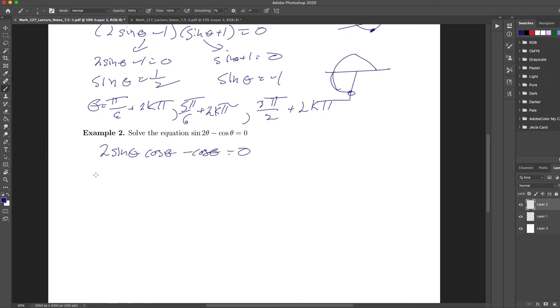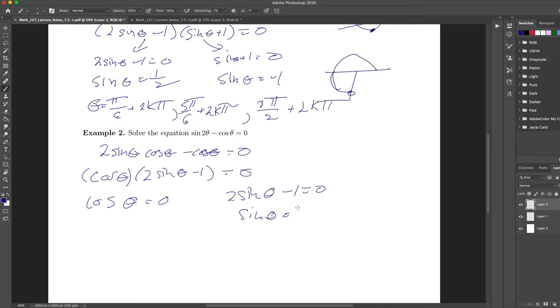Here we can factor out a cosine theta, so I have cosine theta times 2 sine theta minus 1 equal to 0. Let me factor and not skip a step. So cosine theta times 2 sine of theta minus 1. That means either cosine theta equals 0, or 2 sine theta minus 1 is equal to 0, which means sine theta is a positive half.